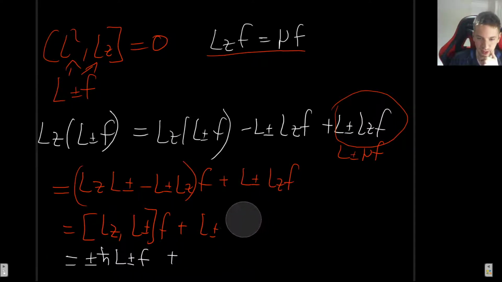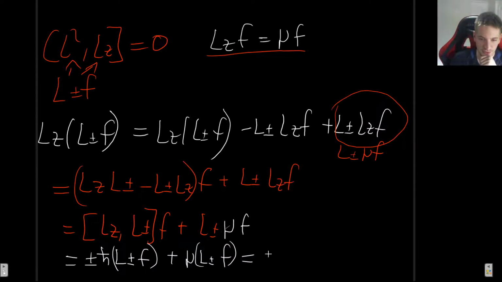Let me now set in what we know. This is L plus or minus times μf. This is the eigenvalue of Lz. So we can now commute this with this operator because this is simply some scalar. So we get μL plus or minus f. And now take a look at this. We have the same function here, so we can factor it out. So we get μ plus or minus ħ, and all of this acting on this L plus or minus f.